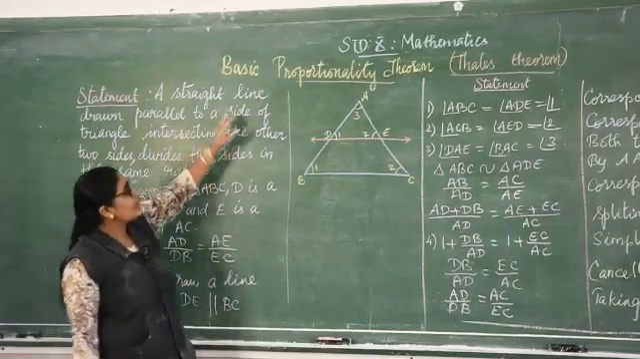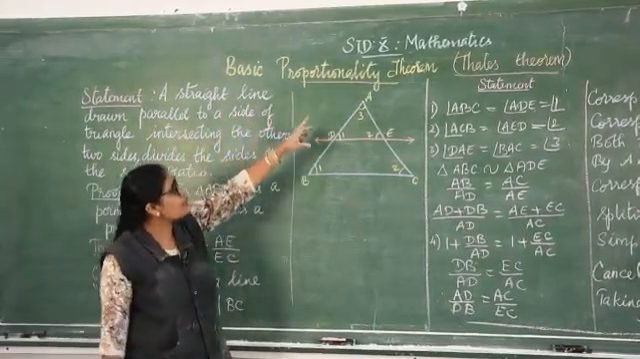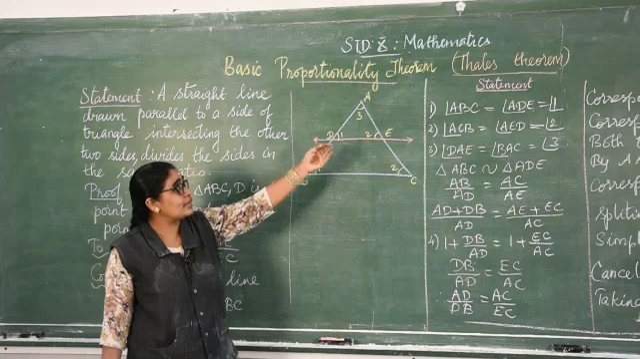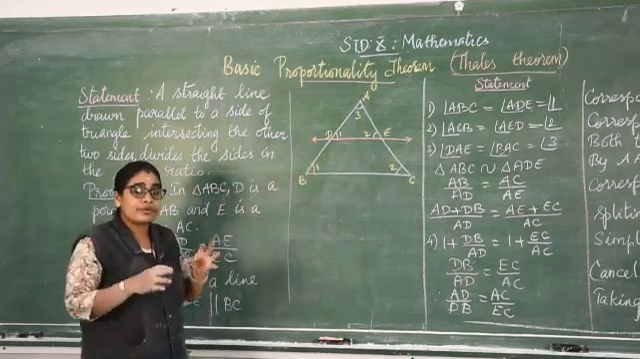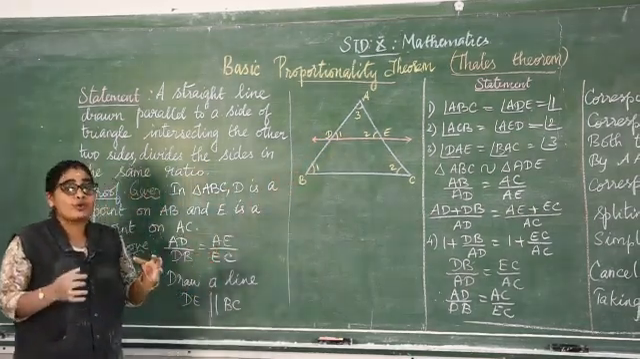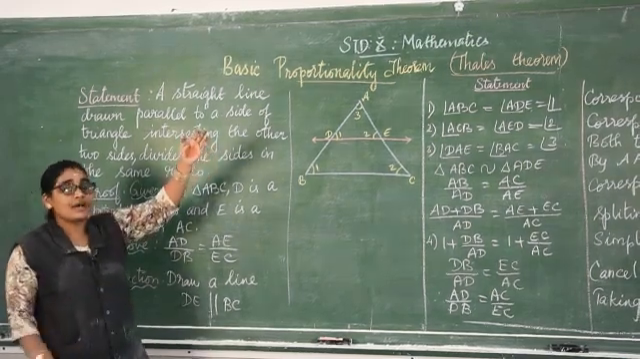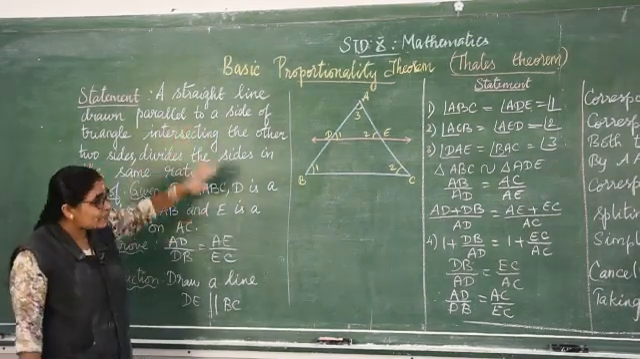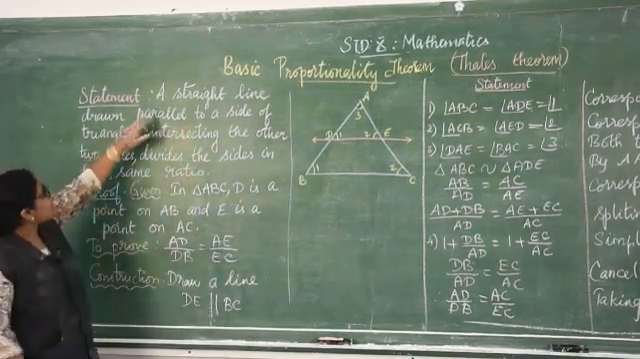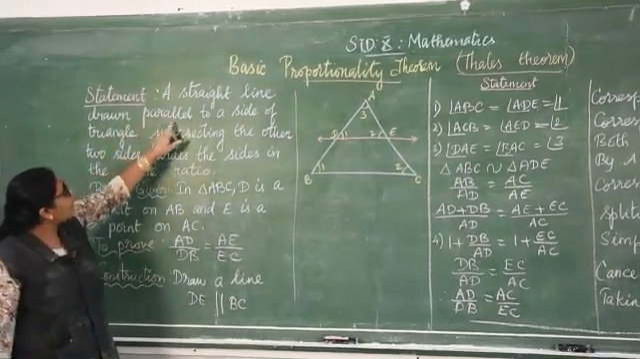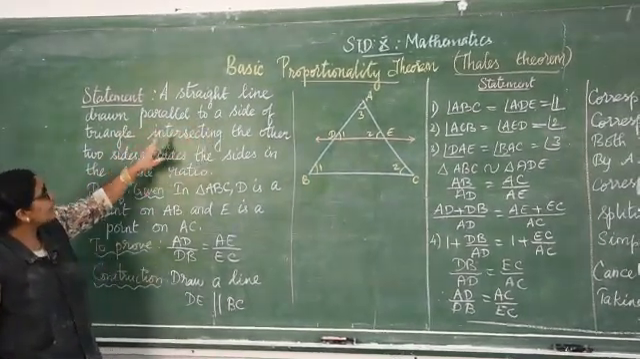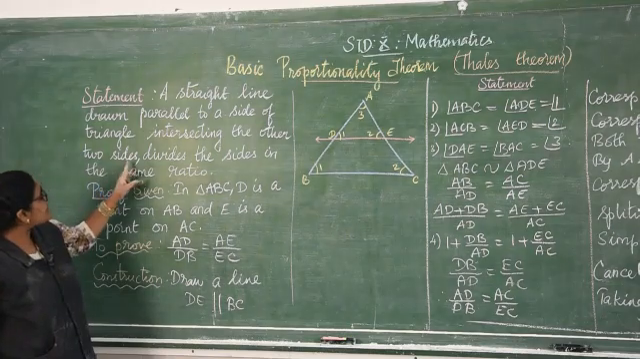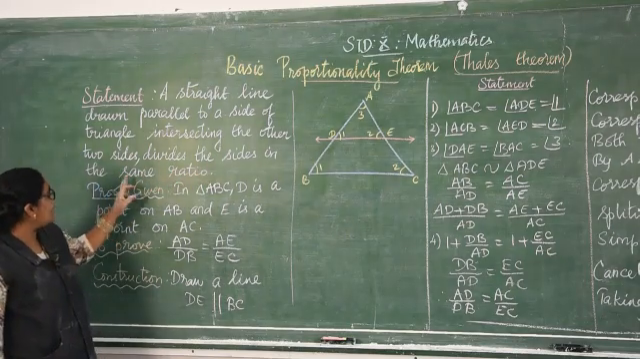Now we are going to learn a theorem, basic proportionality theorem or otherwise named as Thales theorem. During your question they will be asking state and prove basic proportionality theorem or state and prove Thales theorem. You have to write complete thing. The statement is a straight line drawn parallel to a side of a triangle intersecting the other two sides divides the sides in the same ratio.